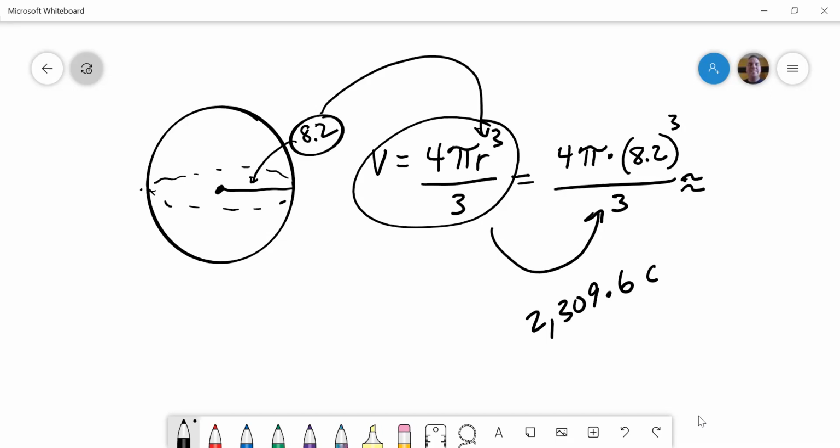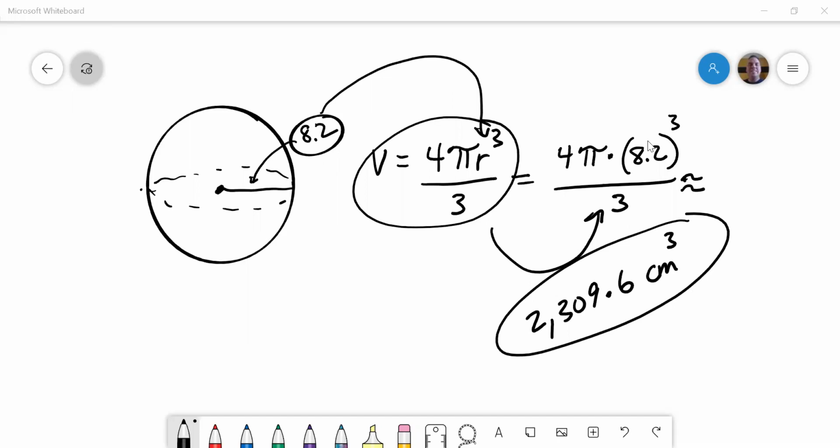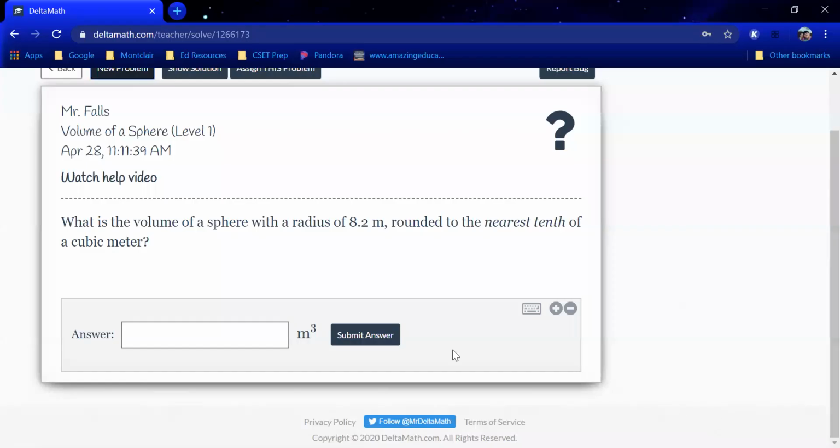So I think it was centimeters again. So centimeters cubed, and that's the volume of that sphere. So let's go back, punch it in, 2309.6. 2309.6. There we go.